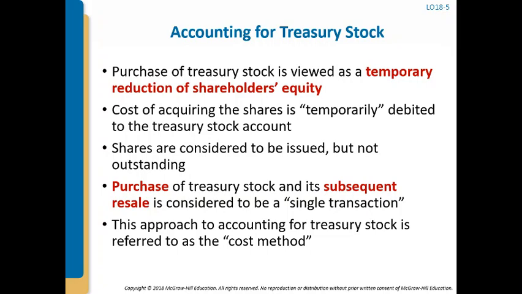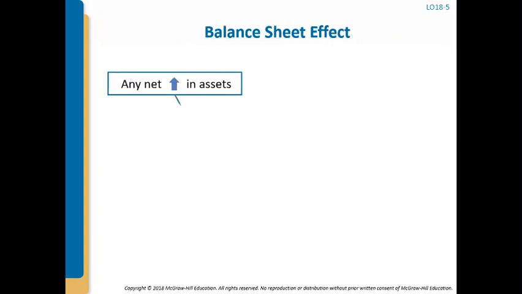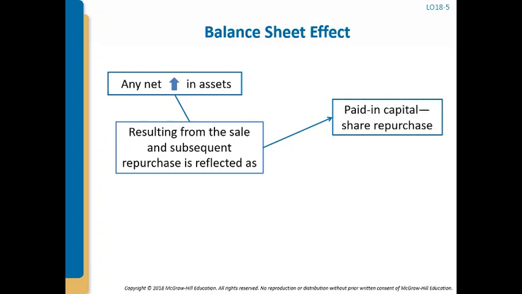Now again, treasury stock is viewed as a temporary reduction in the shareholders' equity, and so you temporarily debit your treasury stock account, your contra equity account. The shares are considered to be issued but not outstanding, and so the purchase of the treasury stock and its subsequent resale is considered one transaction. And so you take care of it when you reissue the shares.